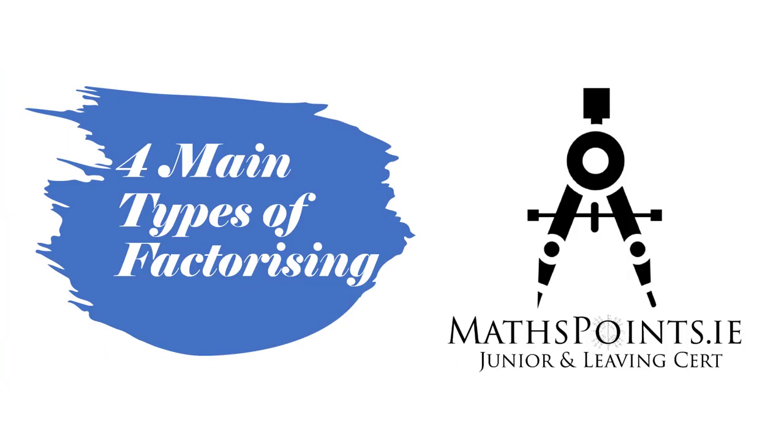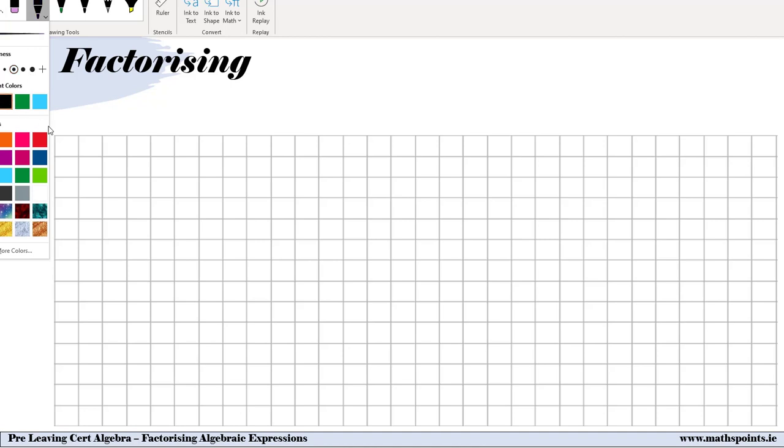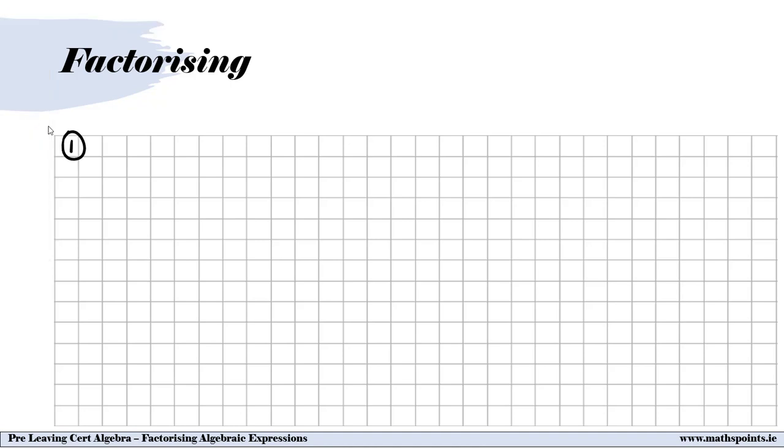So let's discuss the 4 main types of factorizing, the 4 types we would have met in our junior cert and that we'd like to bring with us into the senior cycle. So the first one, we'll just get them down on paper here, and as we write them down, we'll give an example of what each one looks like without actually exploring it until we look at it on its own in its own separate slide.